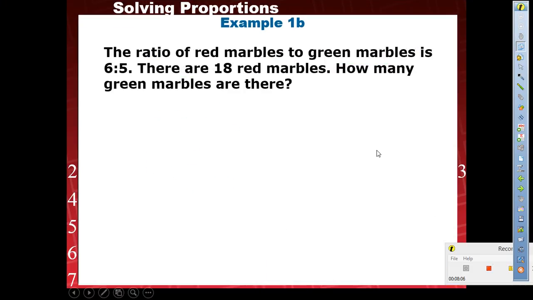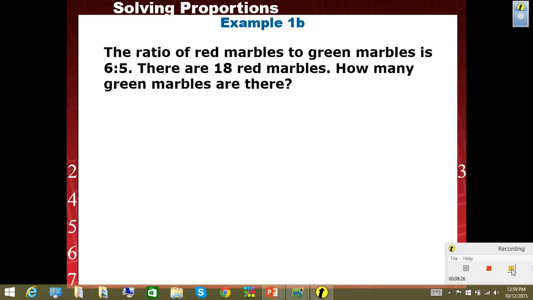Example 1B. It says, the ratio of red marbles to green marbles is 6 to 5. There are 18 red marbles. How many green marbles are there? Copy that, set up your proportion, and solve, please. And yes, let's write a sentence, and everybody say, thank you, Sergio. Okay. Here we go.